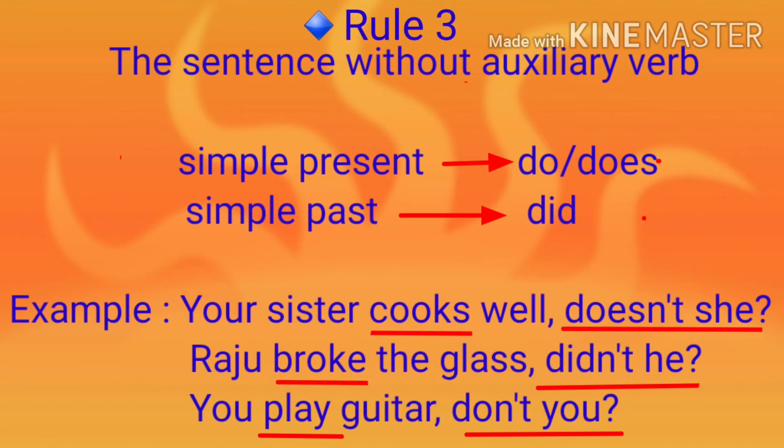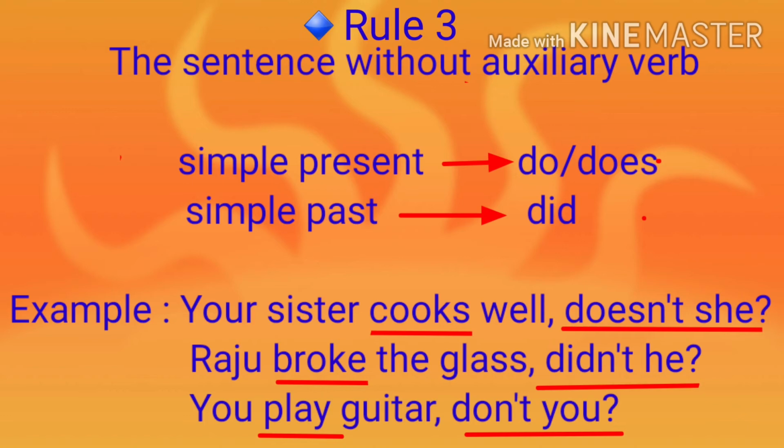Let's move to the third rule. If the main part of the sentence doesn't contain an auxiliary verb, the question tag is constructed with do, does or did form according to the tense of the verb in the sentence. If the verb is in simple present, use do or does forms. Or if the verb is in simple past, then use the did form.